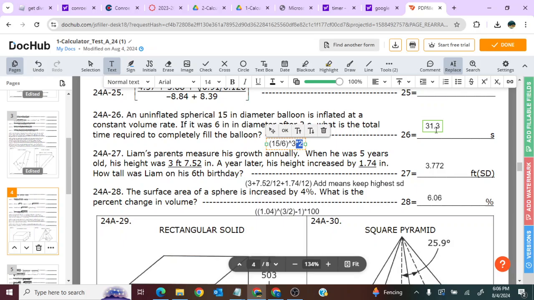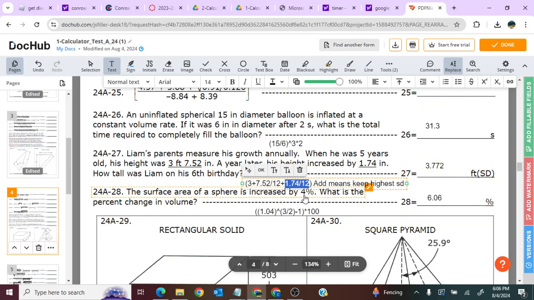William's parents measure his growth annually. When he was 5 years old, his height was that. A year later, his height increased to that. How tall was William on his birthday? So in this case, you have to add up all this stuff, convert it all to feet. 3 feet plus this amount of inches, converted to feet, plus the height increase, converted to feet. And since you're adding, you keep the highest SD, so 4 SDs here. So you get 3.772 feet.